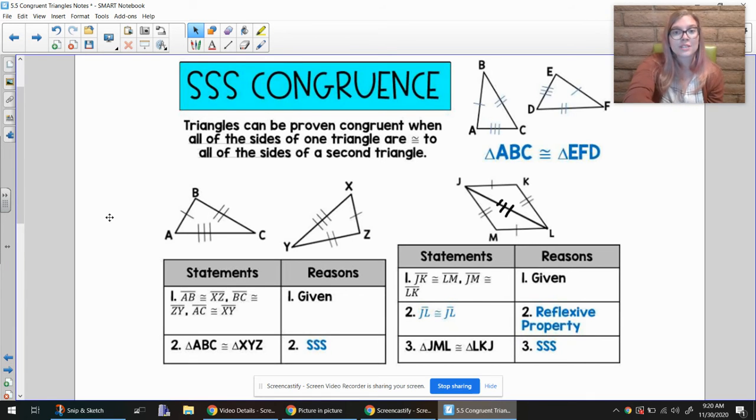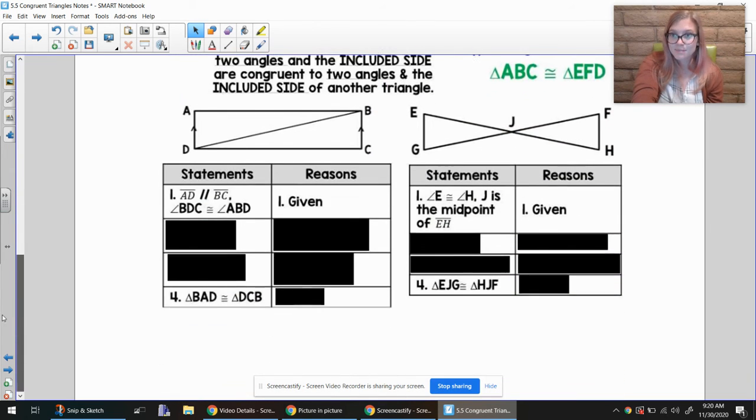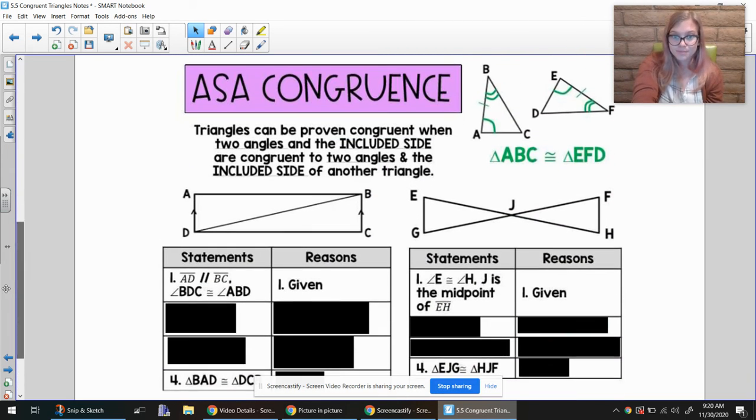So side, side, side is one of 4 methods. Let's look at the other 3. The next method is angle, side, angle. The triangles can be proven congruent when two angles and the included side are congruent. So notice in this example how the side is in between the two angles and the side is in between the two angles. That's what angle side angle means. If one of the sides is outside of the two angles, then it will not work for angle side angle. The side has to be included, or in between the two angles, to prove that the triangles are congruent.